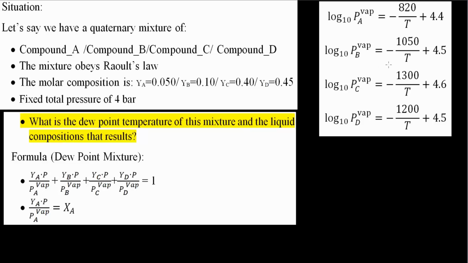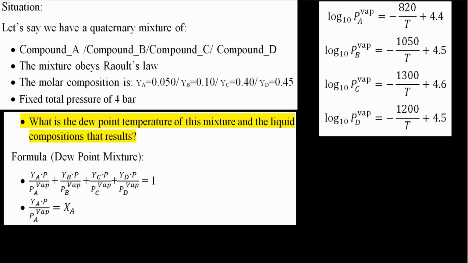This problem involves Antoine's equation, so we'll use these 4 relationships. So we can actually determine PA vap is equal to, if we put a 10 here, 10 raised to this piece, this piece, this piece, and this piece for PA vap, PB vap, PC vap, and PD vap. And by doing that, we'll only have one unknown variable. We'll just have T as unknown. We know Ya given, we know P, which is the total pressure given, and PA vap will be this relationship where ultimately the only unknown piece will be T, which is going to be dew point temperature.